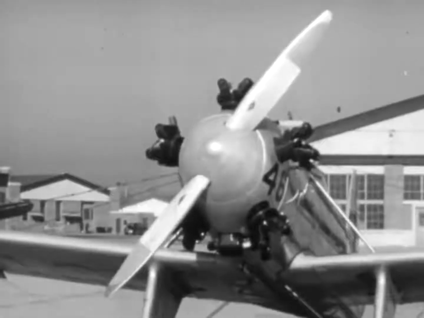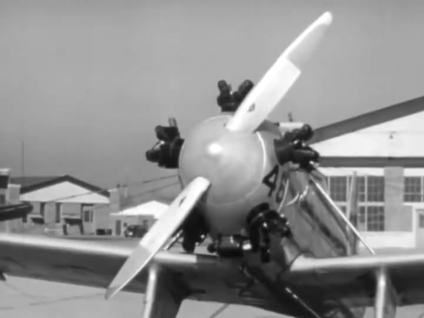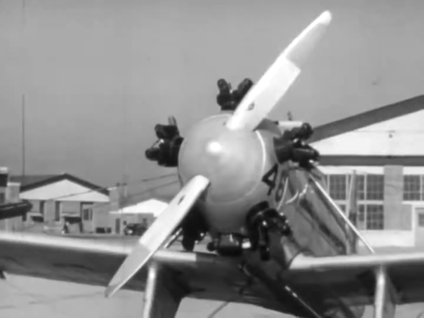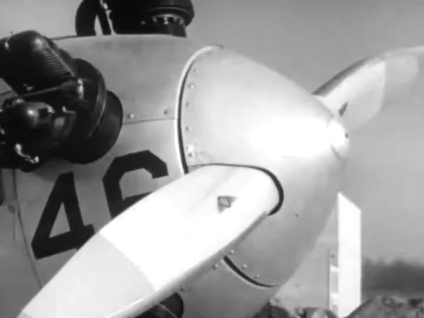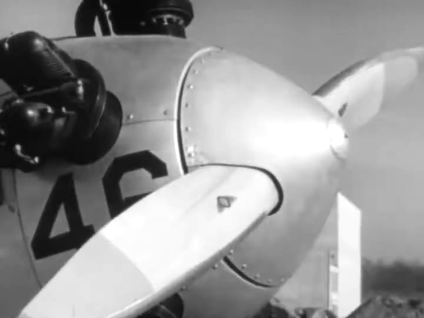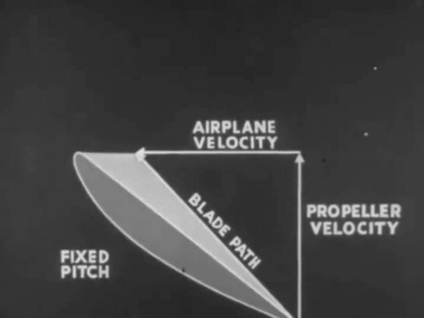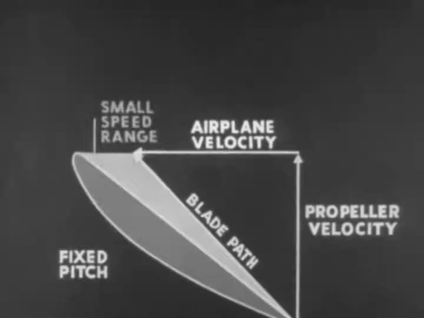A fixed-pitch propeller is more practical on an airplane with a relatively small speed range. That is, a difference of only about 75 or 100 miles per hour between its maximum and minimum or landing speed. Its loss of efficiency is somewhat compensated for by its light weight and low cost. Looking back on the diagram of blade path and propeller velocity, we see that a fixed-pitch propeller on an airplane with a relatively small speed range will not get too far from the most efficient angle of attack.